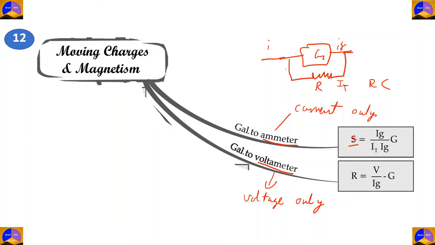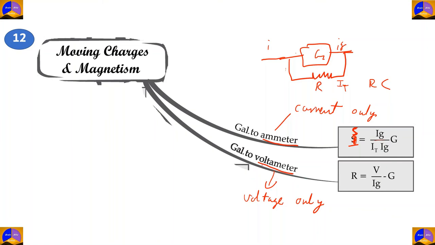So this is series. This is S, which is used to represent this phenomenon, and which is equal to the current passing through the galvanometer divided by the current passing through the whole system, into the current passing through the galvanometer, into the resistance of the galvanometer itself, that's capital G.